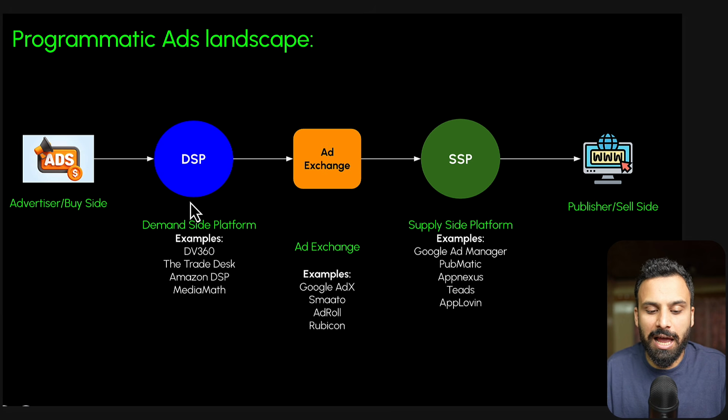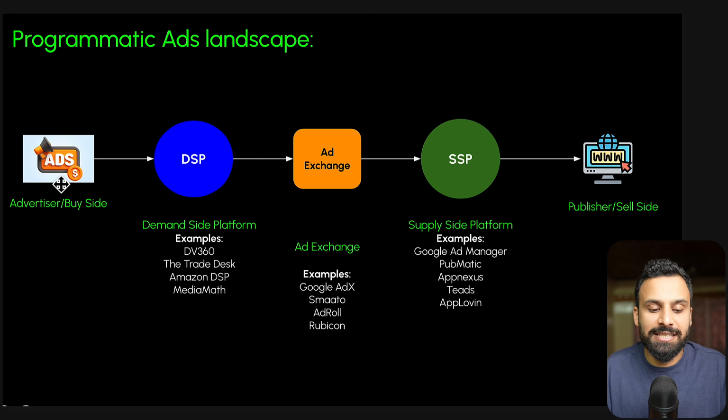So if you see, Google has a tool for everything. For example, on the demand side, they have DV360, for the ad exchange, they have Google AdX. On the supply side, they have Google Ad Manager. It's not Google Ads. Don't confuse it: Google Ads is separate and Google Ad Manager is separate. It's an SSP. So now you have a slight idea about a DSP. It is basically the tool that an advertiser uses to run programmatic campaigns.